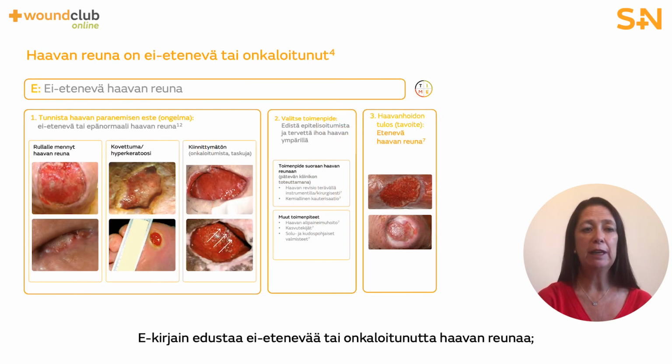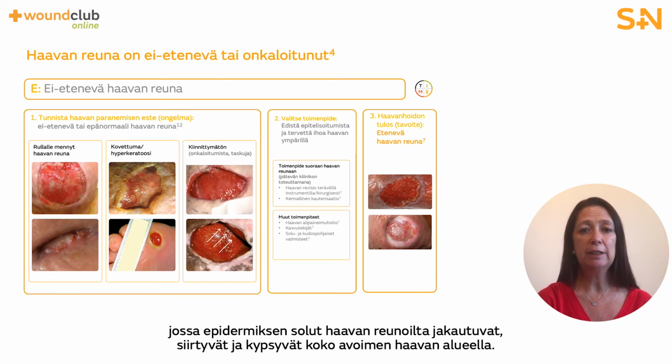E represents edge of wound, non-advancing or undermined. Let's talk about what we should expect in a healthy wound edge. The final stage of wound healing is epithelialisation, which is the active division, migration and maturation of epidermal cells from the wound margin across the open wound.